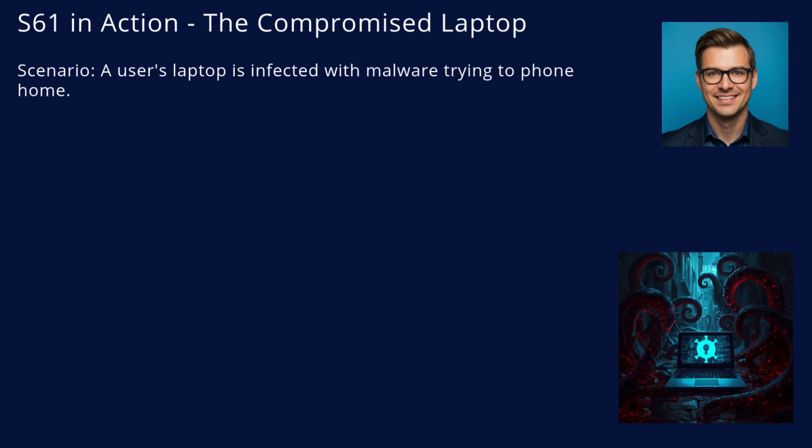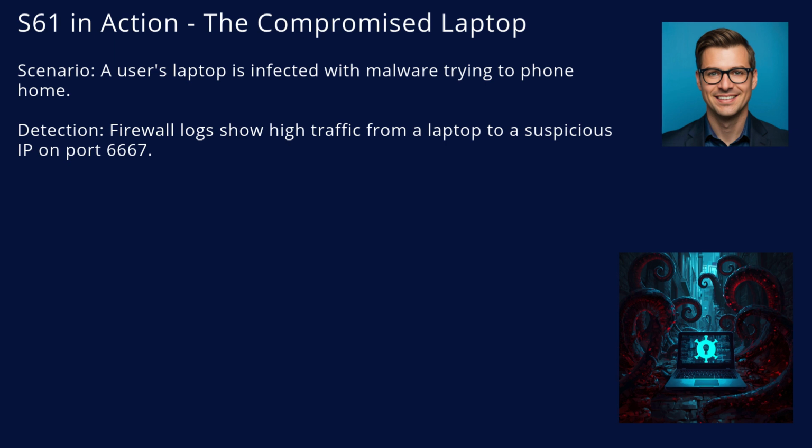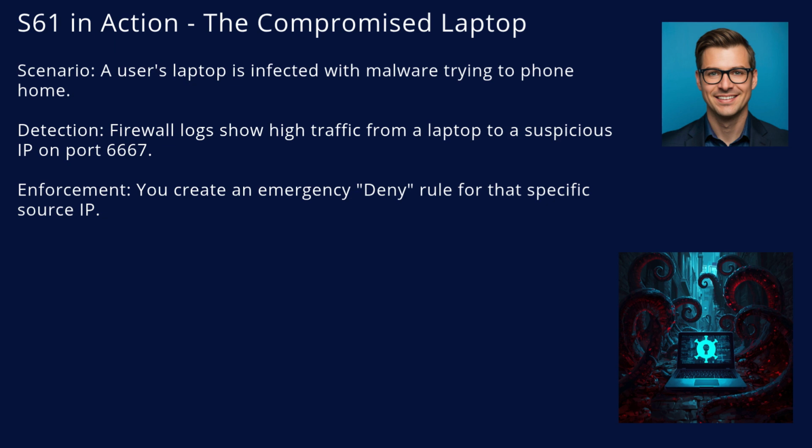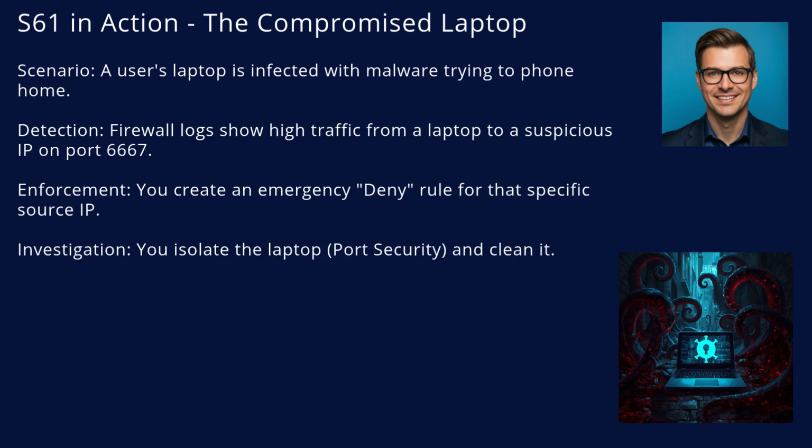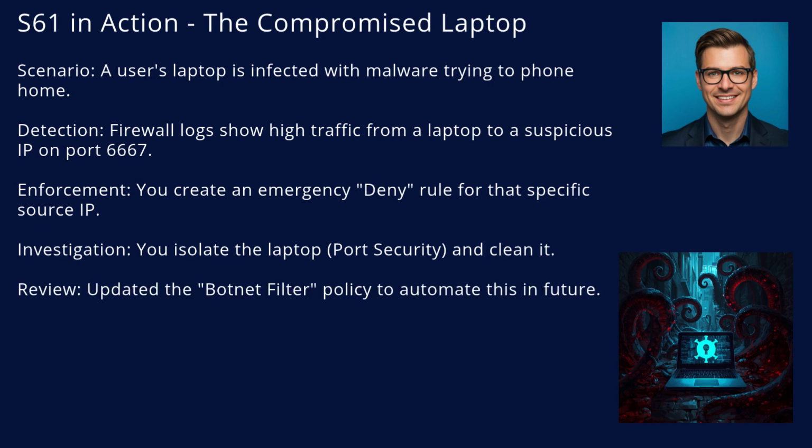Let's see S61 in action. A user's laptop gets infected with malware that tries to phone home to a hacker's server. Detection. You are monitoring the firewall logs. You see a huge spike in traffic from a single internal IP address going to a suspicious external IP on a weird port, like 6667. Enforcement. You act fast. You log into the firewall and create an emergency deny rule for that specific source IP, cutting off the communication. Investigation. You then use port security to shut down the physical switch port, isolating the laptop so it can be cleaned. Review. Afterwards, you update your automated botnet filtering policy to ensure this specific threat is blocked automatically next time.